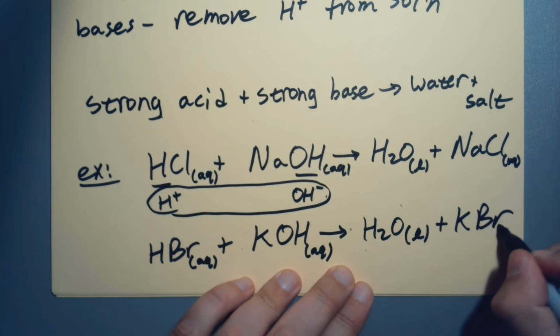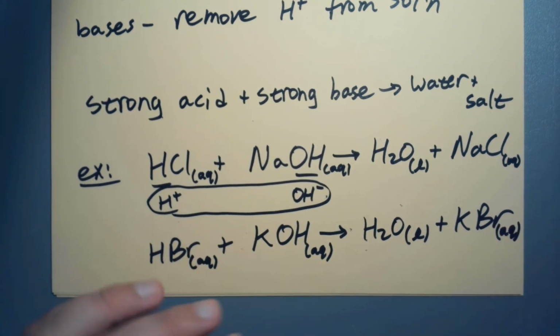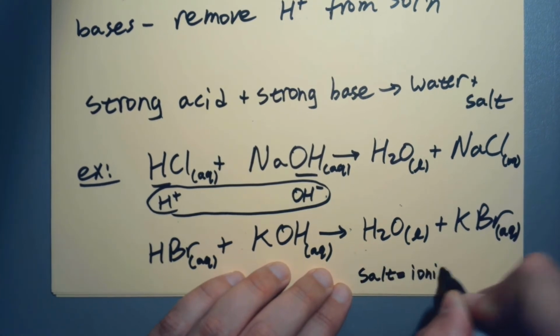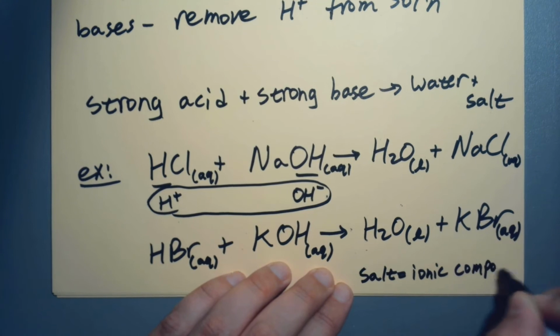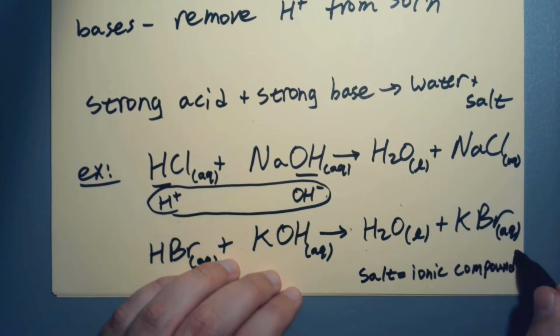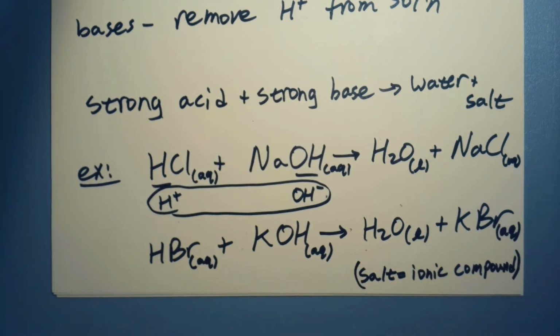How do you know that's a salt? It's got a metal and a non-metal. It's an ionic compound. Salt equals ionic compound. That's right. Being able to ID an ionic compound just came back into the rule book. That's right. You thought that idea was dead? No, you gotta know.